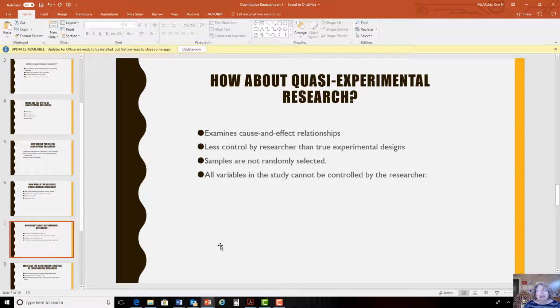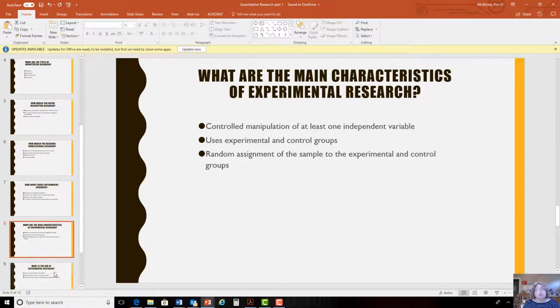I think before I've given the example of if you wanted to study problems with mothers who smoked while they were pregnant, you would not want to randomly set a group of pregnant women into a group that smoked and a group that didn't. So with quasi, you can use groups that already exist, and then you can compare them. So it's important to know that it's not as controlled as a true experimental research study, because you can't eliminate all the variables and control them.